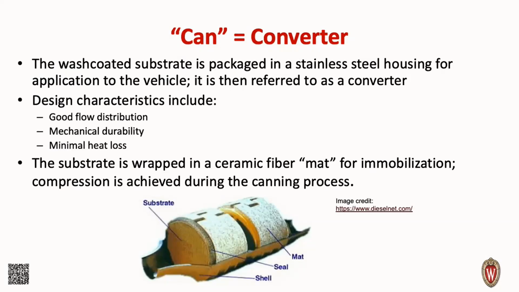So what we care about in the can is good flow distribution. Remember, you have about a 3-inch exhaust pipe here, and this is about a 6-inch substrate brick. So you're going to have a diverging nozzle, or diffuser, on the front end of the can to take that flow and spread it out to hit the whole front face and flow through the whole catalyst. That ceramic catalyst is wrapped in a fiber mat. That mat does a couple different things. It helps immobilize, right? It creates a compression fit within the can so that the ceramic doesn't get shaken around and turn to powder. It also helps with some thermal stability issues.